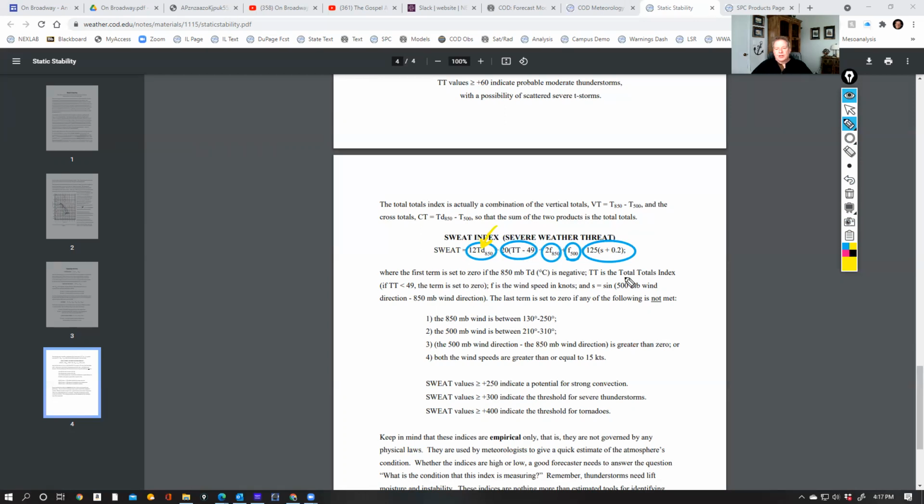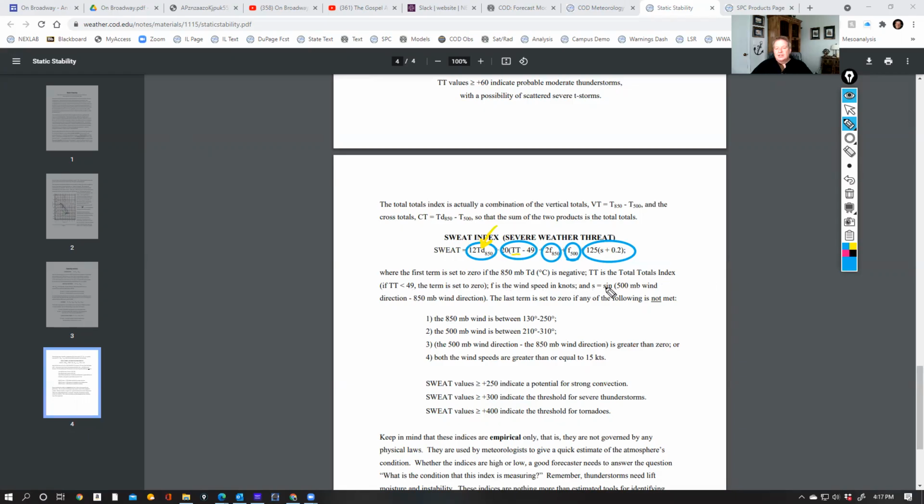And then you just plug it in here. And then the total totals. It says that term is set to 0 if total totals is less than 49. So again, no negative terms. These two are always in there. And then this last term. So what is this last term? Let's talk a little bit about that.